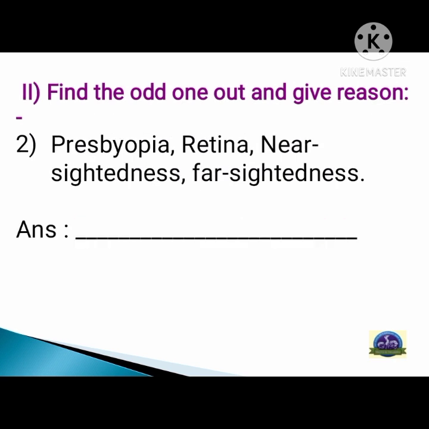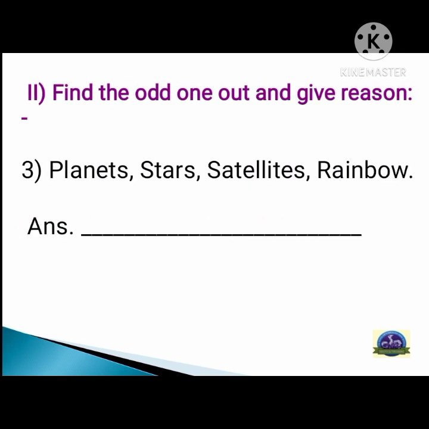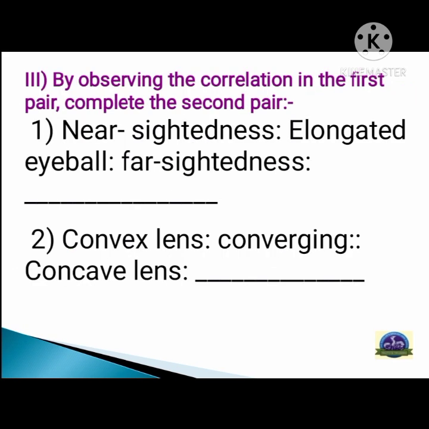Second one, presbyopia, retina, nearsightedness, farsightedness. Answer is retina because it is a part of the eye. Others are defects of vision. Third one, planets, stars, satellites, rainbow. Answer is rainbow because others are celestial bodies.